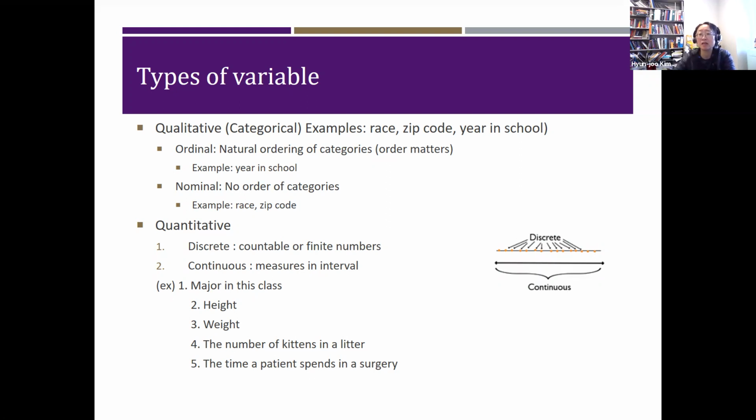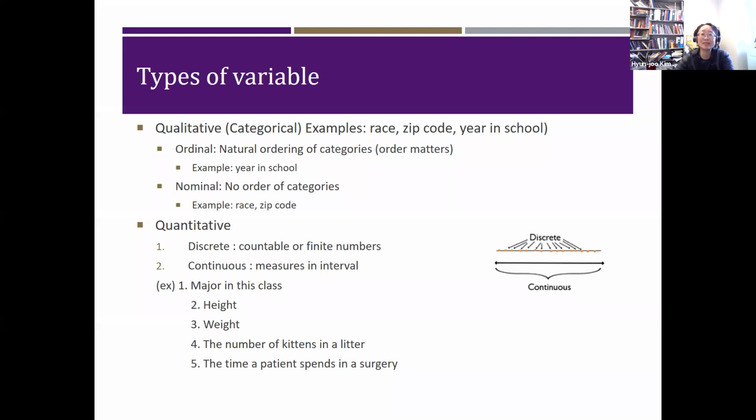On the other hand, a nominal variable has just categorical values that have no order. For example, race or zip code. Sometimes you think that a zip code is a number, but 63501 is not necessarily bigger than 63500, right? There's no actual numeric meaning or order. So race or zip code would be in this category as a nominal variable.